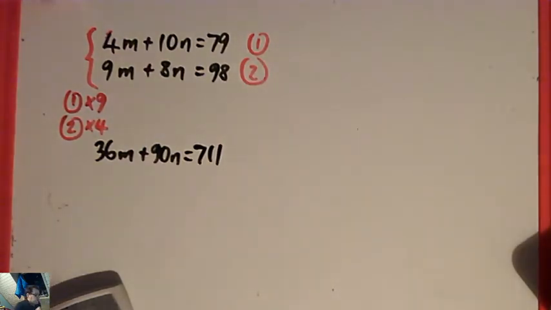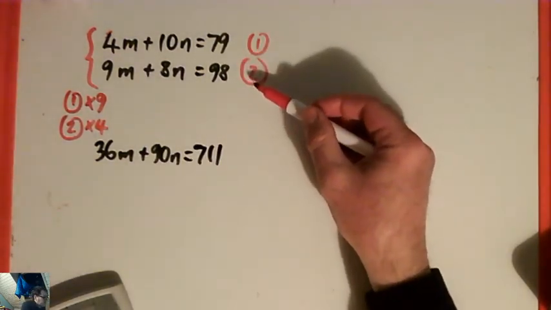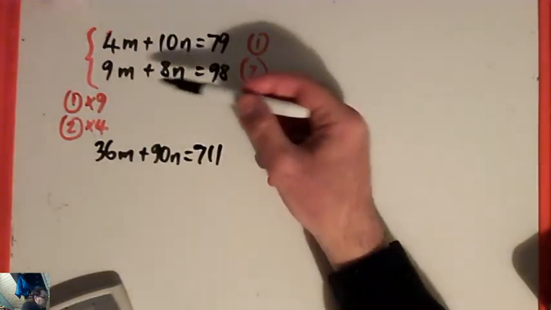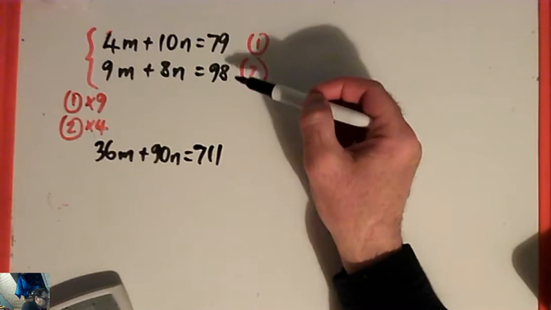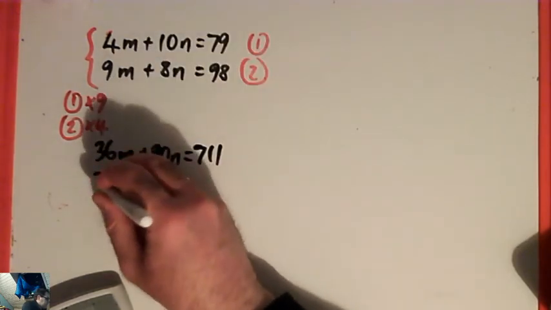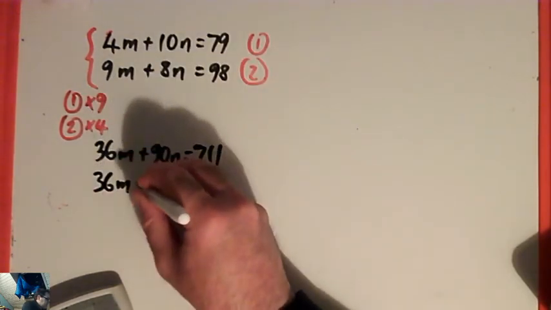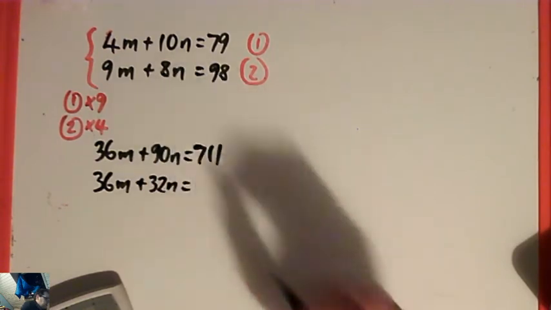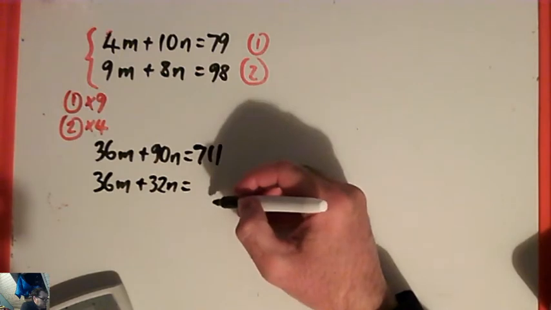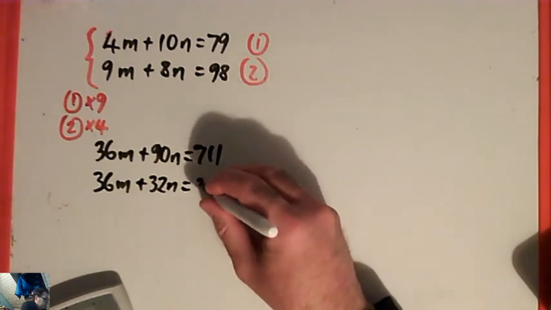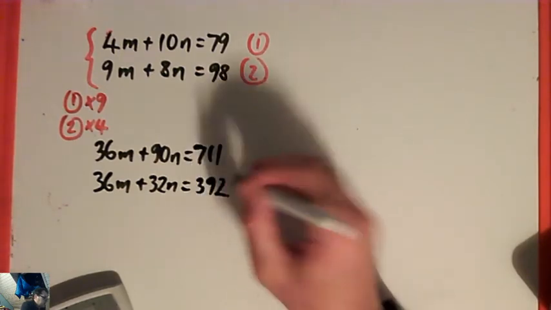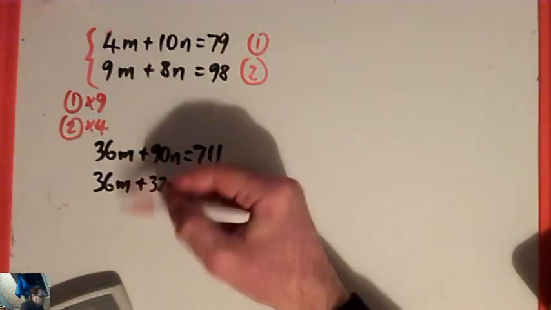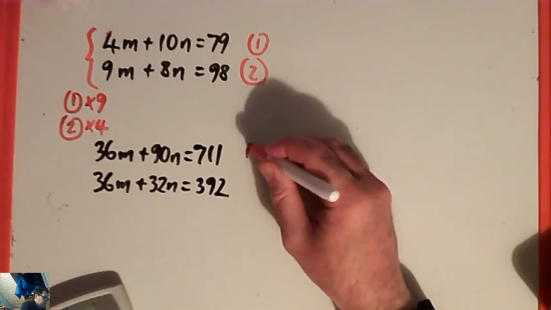And then I'm going to do everything in equation 2 here by 4. So instead of 9m plus 8n equals 98, I'm going to get 36m plus 32n equals 98 times 4. That's going to be 392. So I've got two more equations, but this time the m's are the same in both of them.